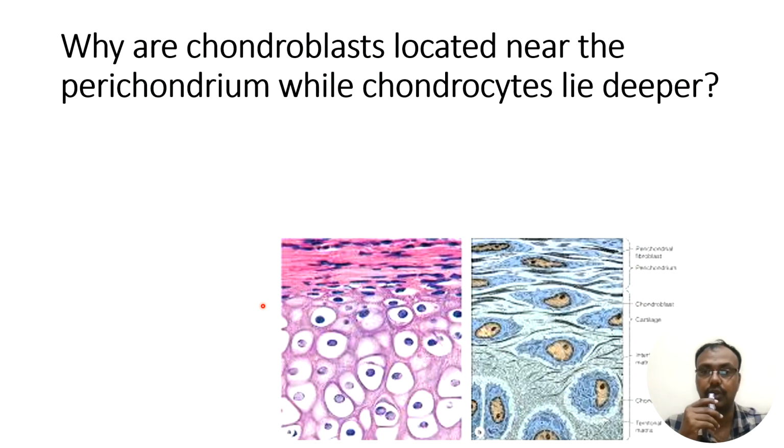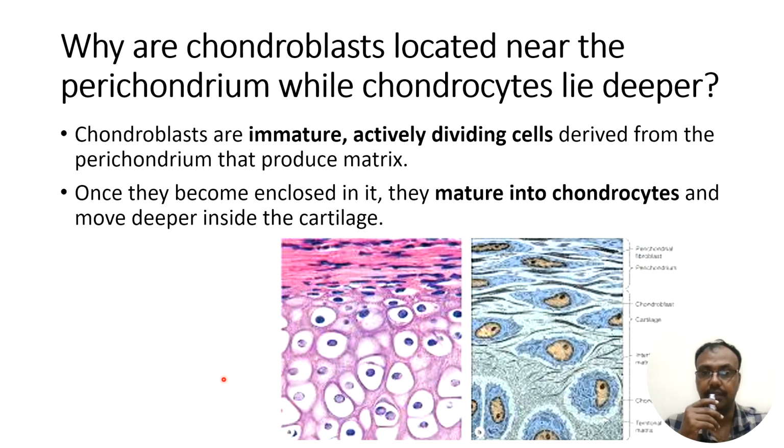Why are chondroblasts located near the perichondrium while chondrocytes are lying deeper? Chondroblasts are immature, actively dividing cells derived from perichondrium that produce matrix. Once they become enclosed in it, they mature into chondrocytes and move deeper inside the cartilage. So this is the perichondrium. These are the chondroblasts. These are the chondrocytes. Perichondrium, chondroblasts, and chondrocytes.